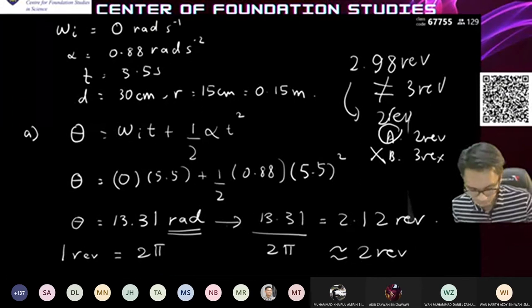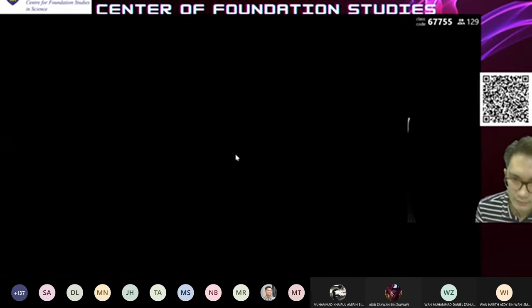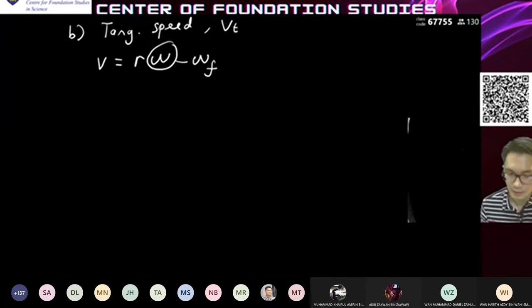Okay, B, wait, I open another whiteboard. Okay. So B, soalan ask for the tangential speed of the plate. Tangential speed is V tangential. And this one mesti we relate dengan R omega. So this omega is correspond to the omega final, not the omega initial. Jadi we need to find the omega final.